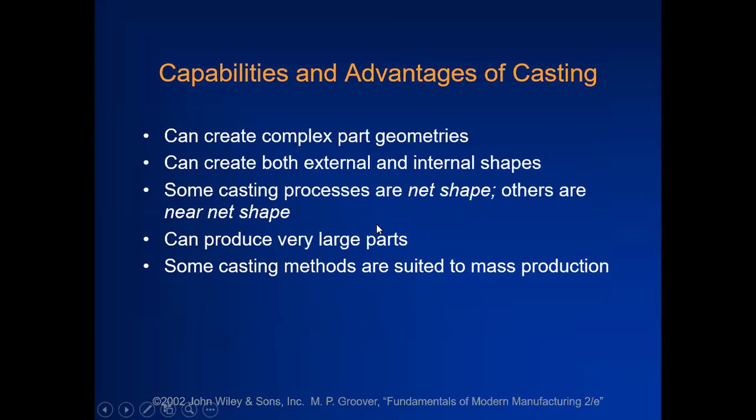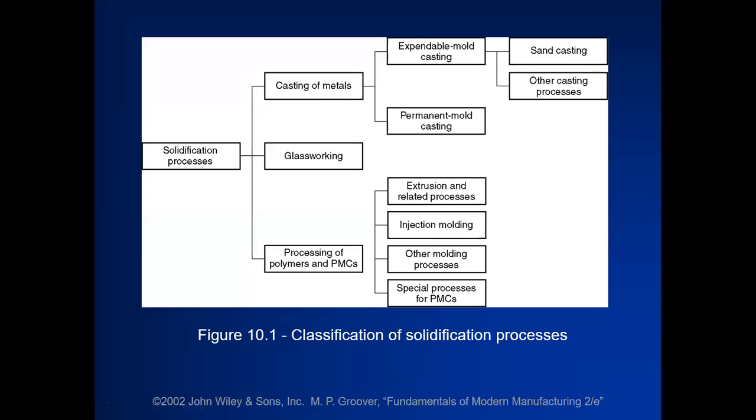Okay, this is an overview of the solidification processes. Solidification processes involve casting of metals, glass working, and processing of polymers and PMCs. Then casting of metals involves expendable mold casting and permanent mold casting. Expendable castings are those in which the mold is broken or sacrificed by the end of the casting, whereas in permanent casting, the mold is not broken by the end of the casting.